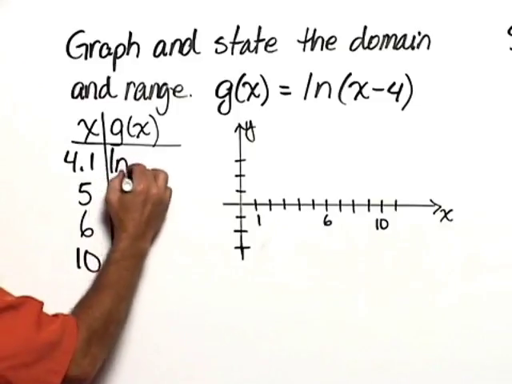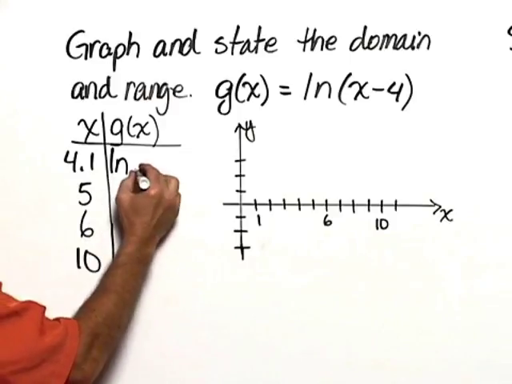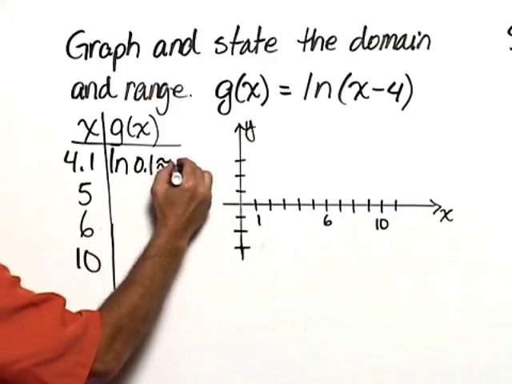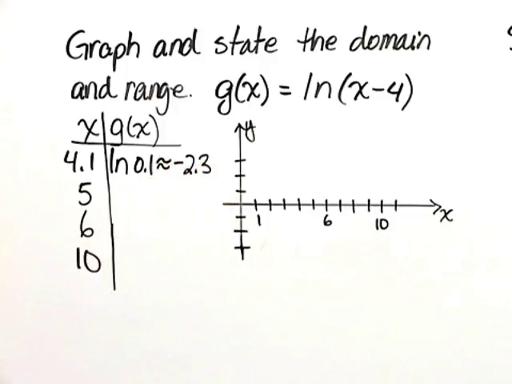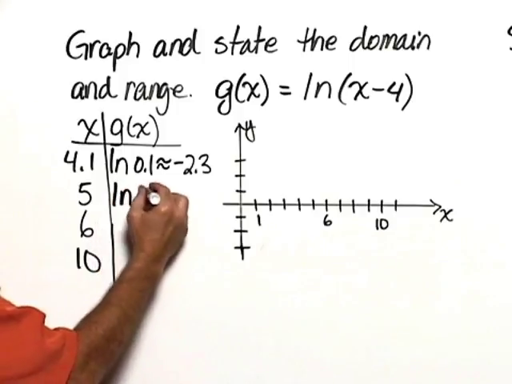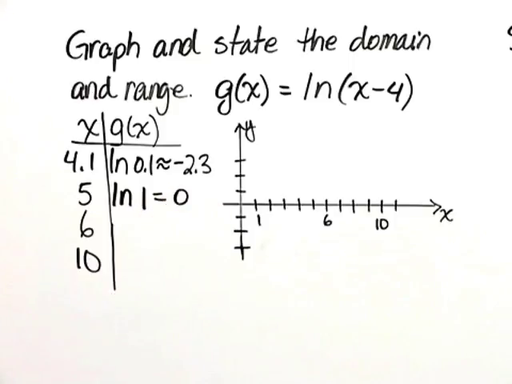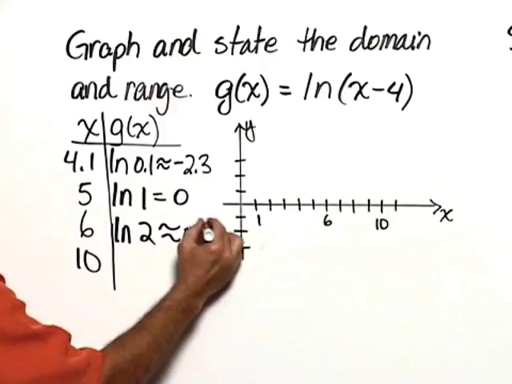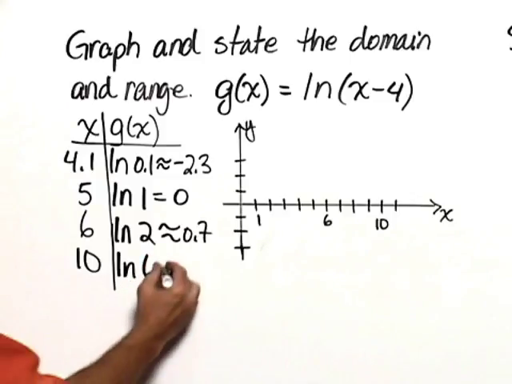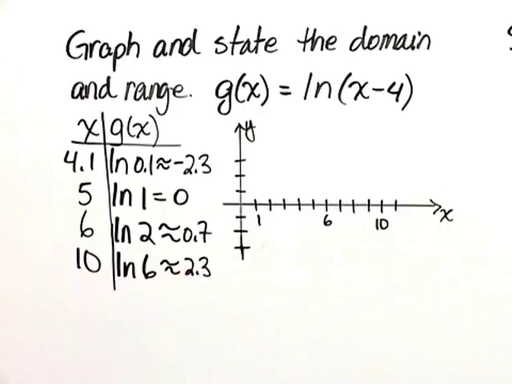So this would be the natural log of 4.1 minus 4, which would then be 0.1, and that's approximately equal to negative 2.3. Then for 5, it would be the natural log of 5 minus 4, which is 1, and that's equal to 0. For 6, it would be the natural log of 6 minus 4, which is the natural log of 2, and that's approximately 0.7. And for 10, it would be the natural log of 10 minus 4, which is the natural log of 6, and that's approximately 2.3.